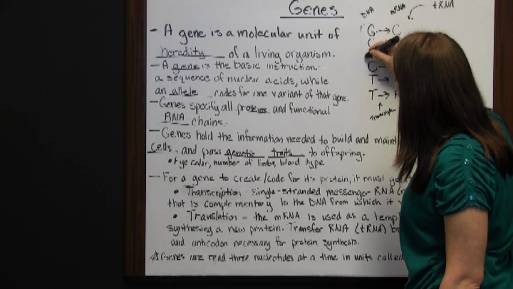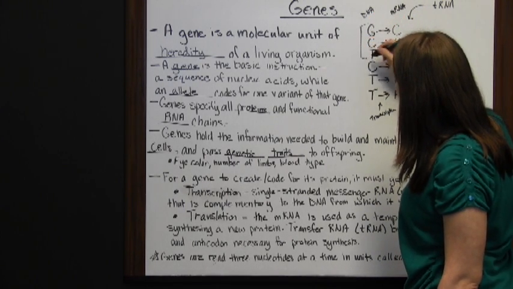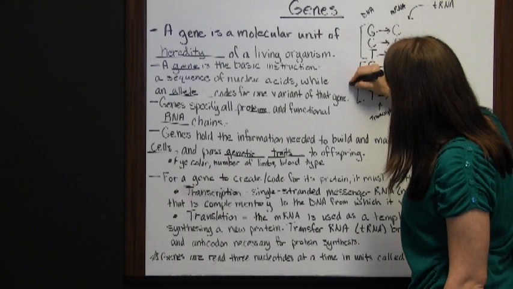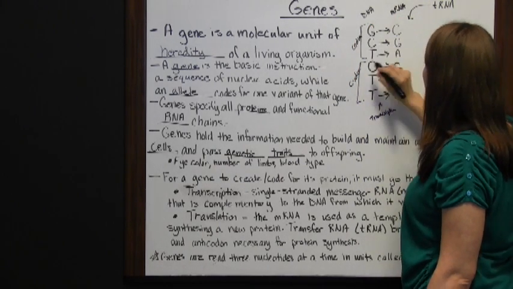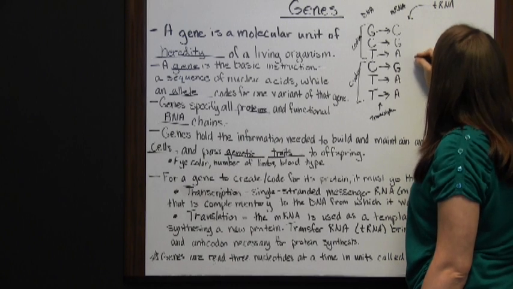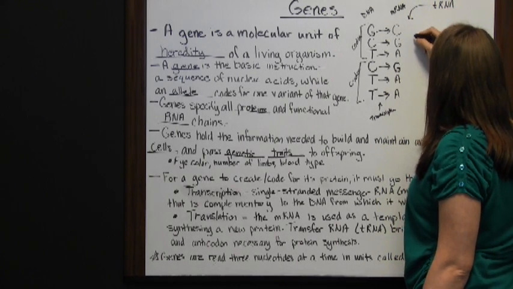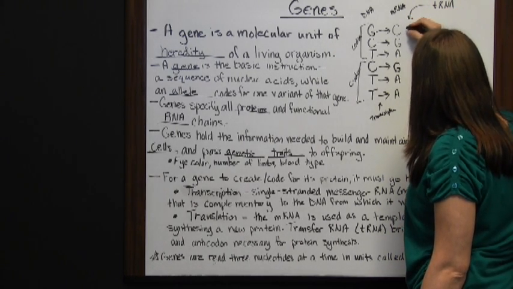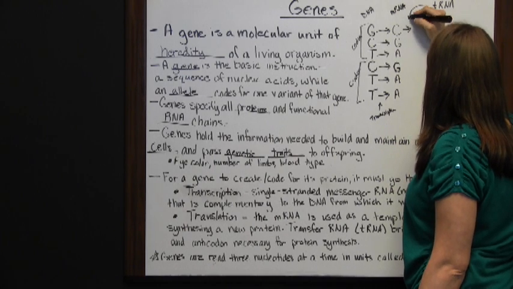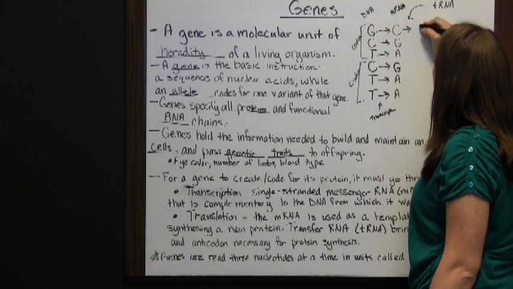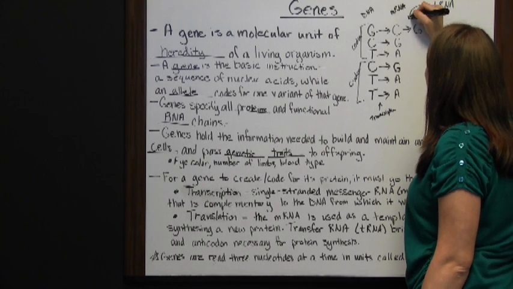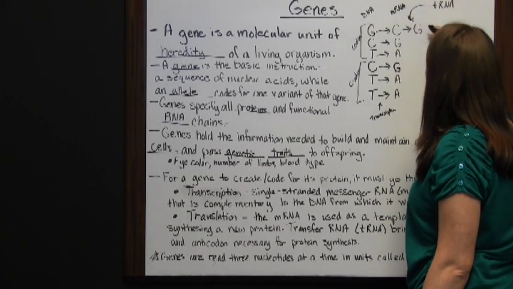So each set of 3 is a codon, and it gets transferred over. And so now the transfer RNA is going to come in, and it's going to bring what we need. So it's going to say, okay, we had cytosine, so now we need the guanine. I guess we should really point this way.